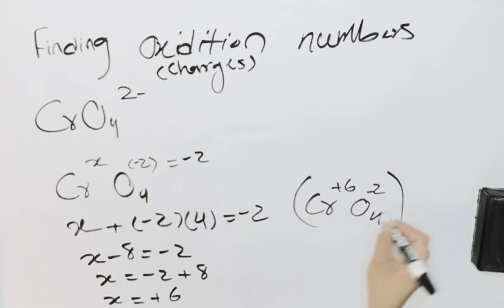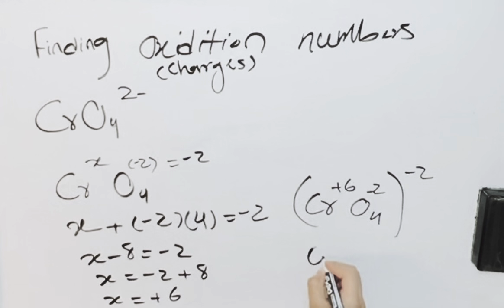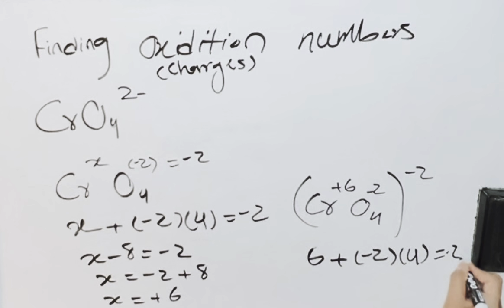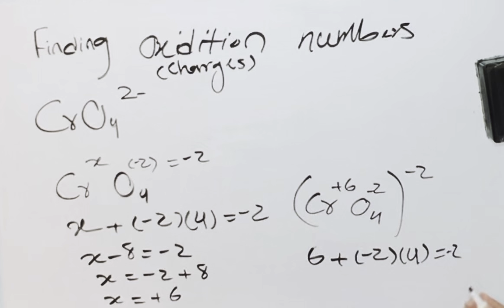And we know that the overall charge is -2. Because we have an overall charge, this time I want to talk about how we get that -2. If we add 6 plus -2 times 4, it should give us -2. Let's see if we get that number. 6, 4 times -2 is -8, and -8 plus 6 is -2, which means -2 is equal to -2.